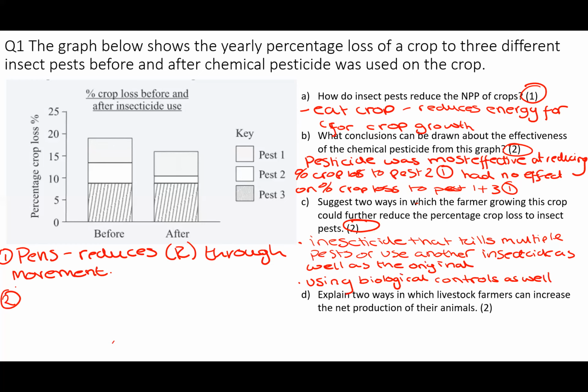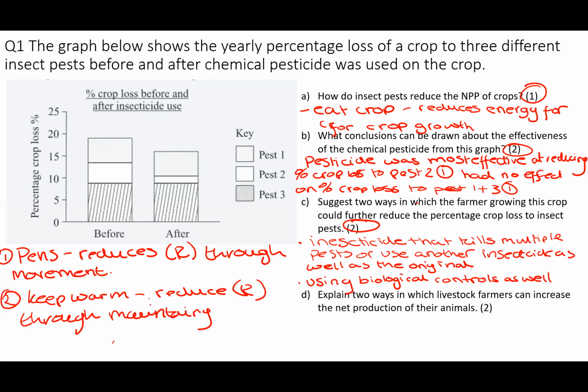So for 2, we could keep them warm, and this will reduce respiratory loss through maintaining and generating body heat. And that would get you that second mark to get them 2 marks.